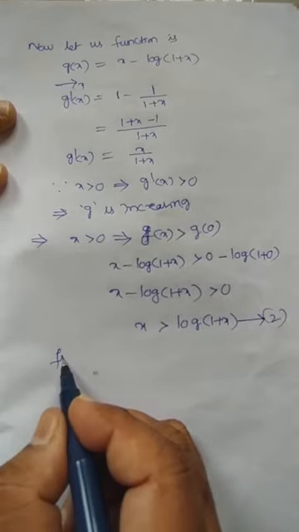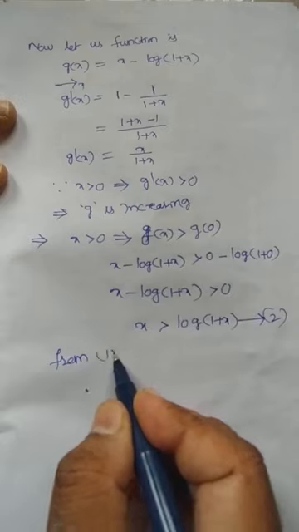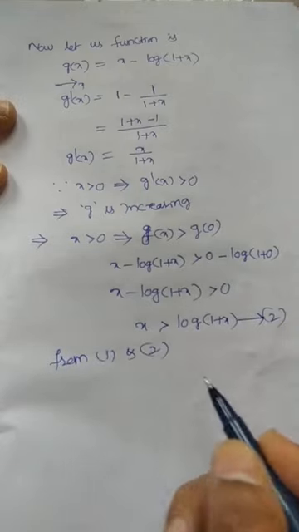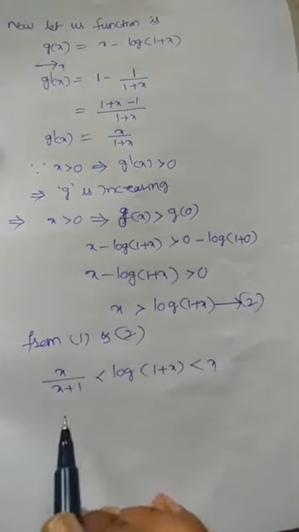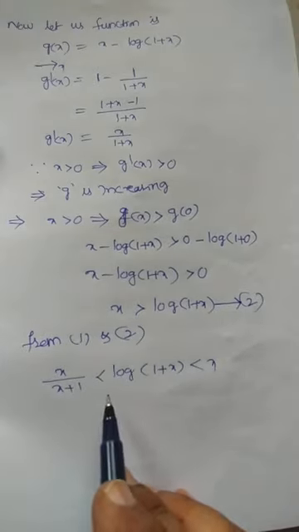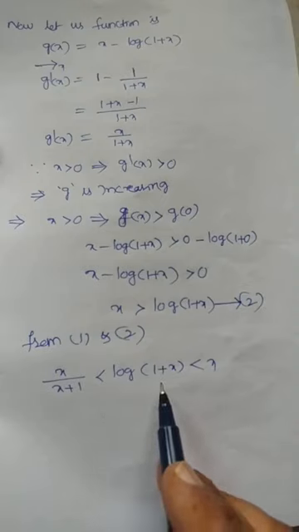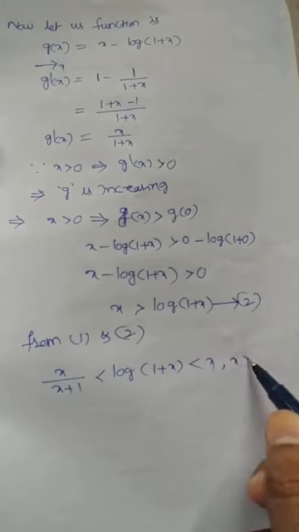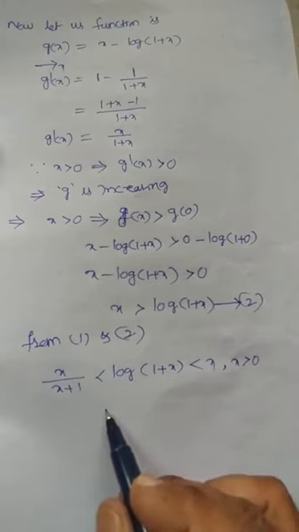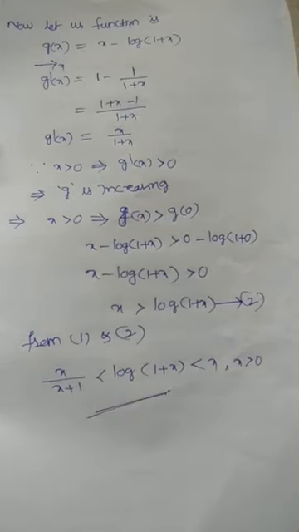From 1 and 2 we can make the relation between the functions f of x and g of x: x by x plus 1 is less than log of 1 plus x, which is less than x, whenever x is greater than 0. This is what we have to show. Okay.